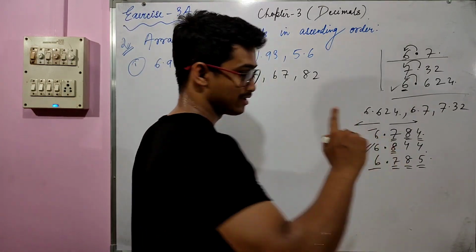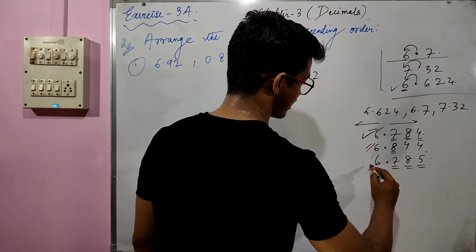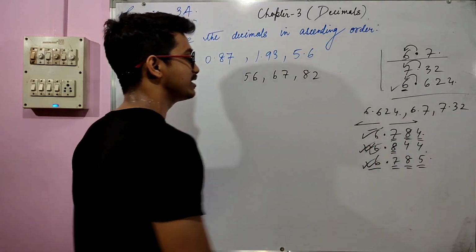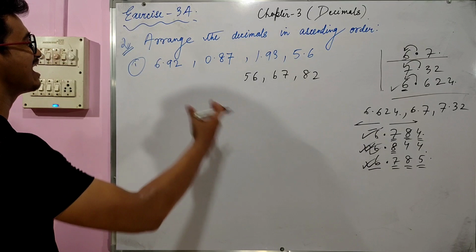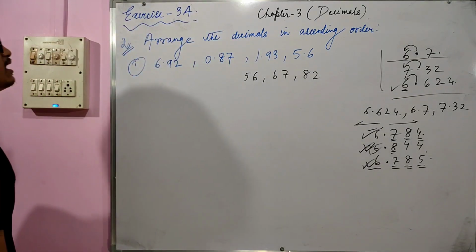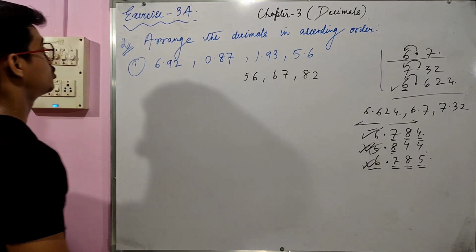So the first smallest number will be this one, then this one, and then the last one is this one, right? So I think the concept is much more clear to you, and now it is very much easier for us to deal with question number 2 of exercise 3a.